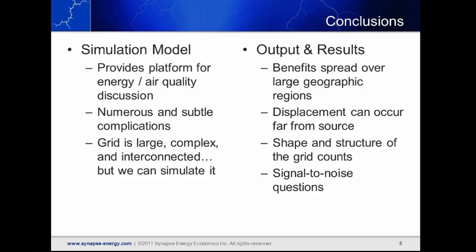The grid is large, complex, and interconnected, but we can model it. When we look at the output and the results, one of the key conclusions is that the benefits are spread broadly across regions. Displacement can occur incredibly far from the actual source of the renewable energy or energy efficiency program, and the transmission and generation layout, the structure of the grid itself, really counts significantly.